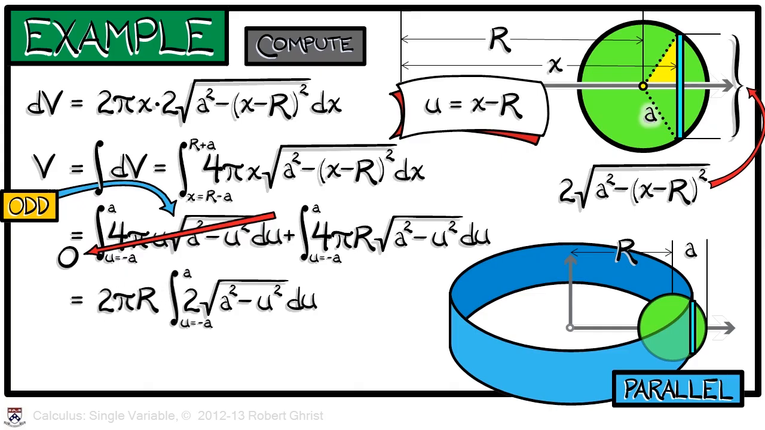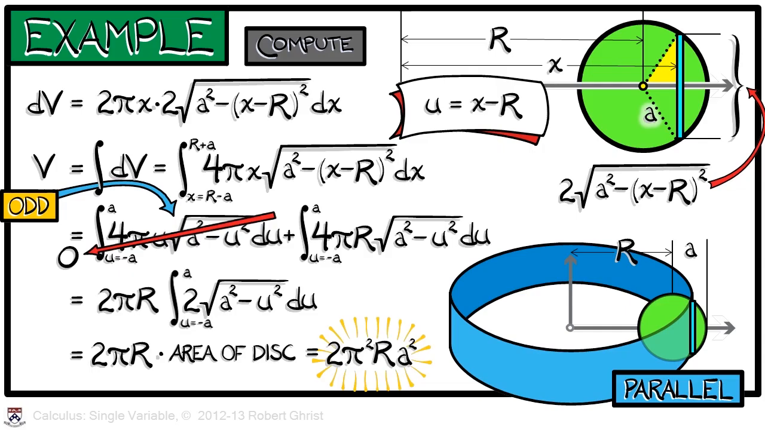Why have I done that? Because if I pull out that constant, 2 pi R, then what is left over is an integral that I recognize. It is an integral which computes the area of that disk, which we certainly know to be pi a squared, giving a final volume of 2 pi squared R a squared.